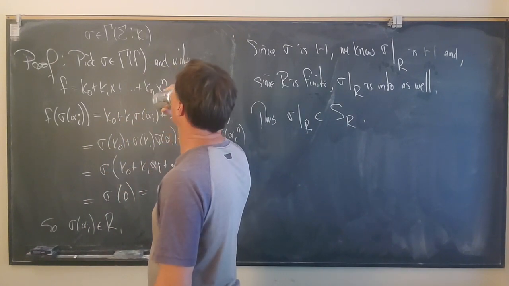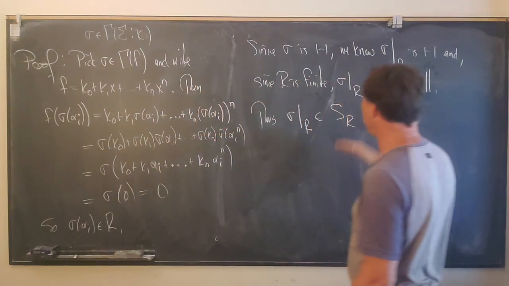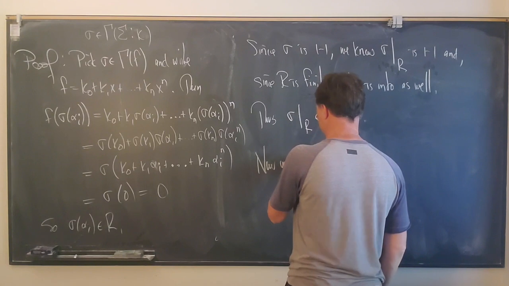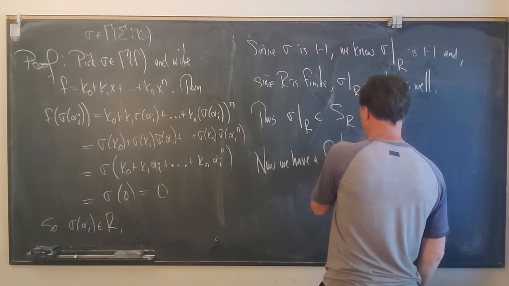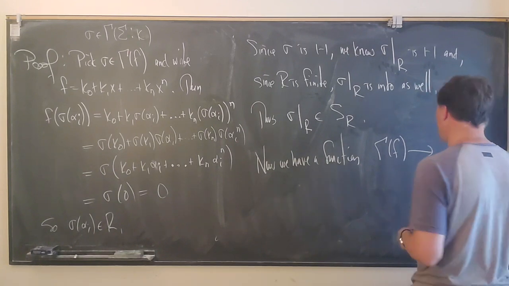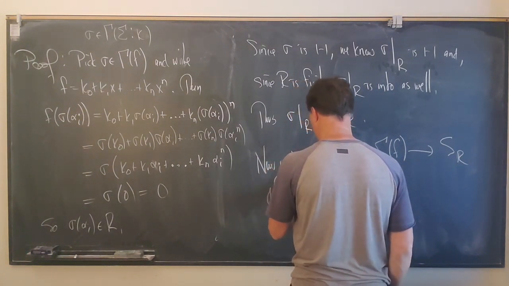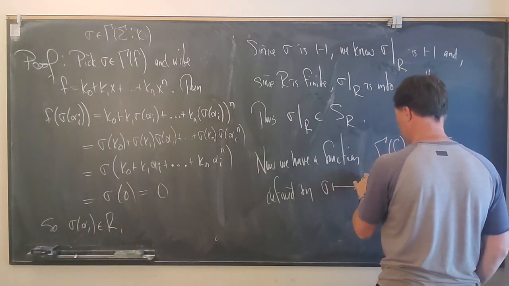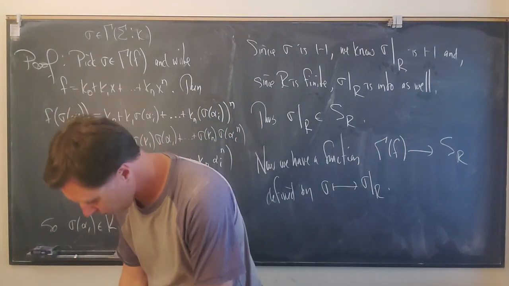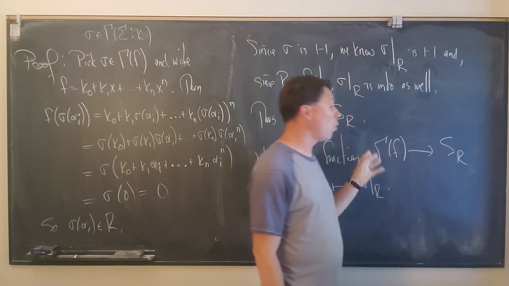And so now we have a function that associates to each element of the Galois group an element of S sub R. I'm not even going to give it a name. It's a function that goes from gamma of F to S sub R, and it's defined by sigma going to sigma restricted to R. This function is just the restriction function. Now if I could show that this restriction process is a one-to-one homomorphism, we're done.